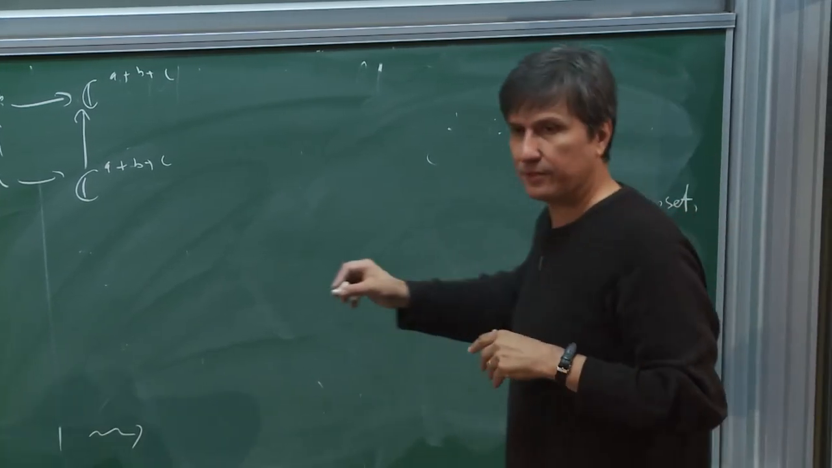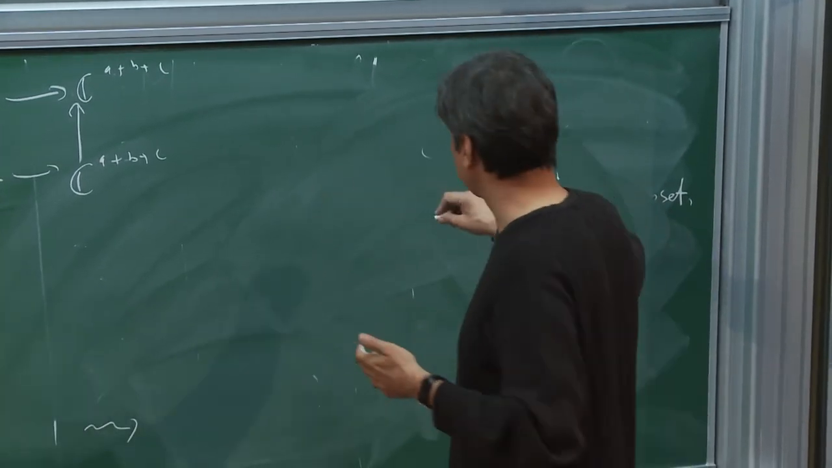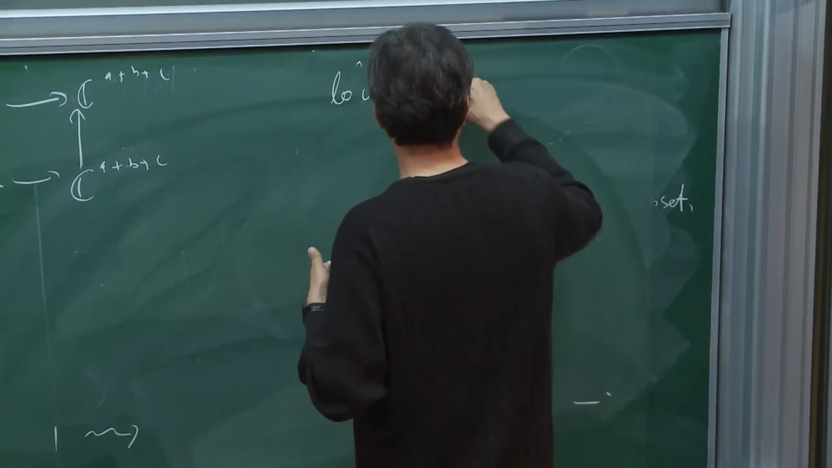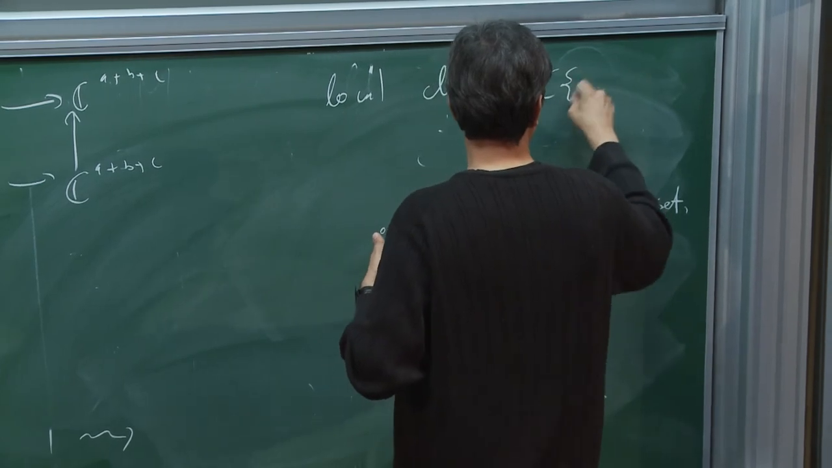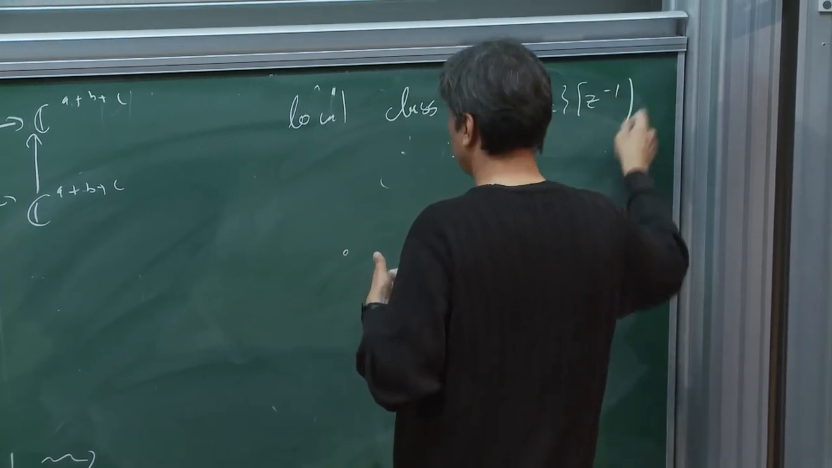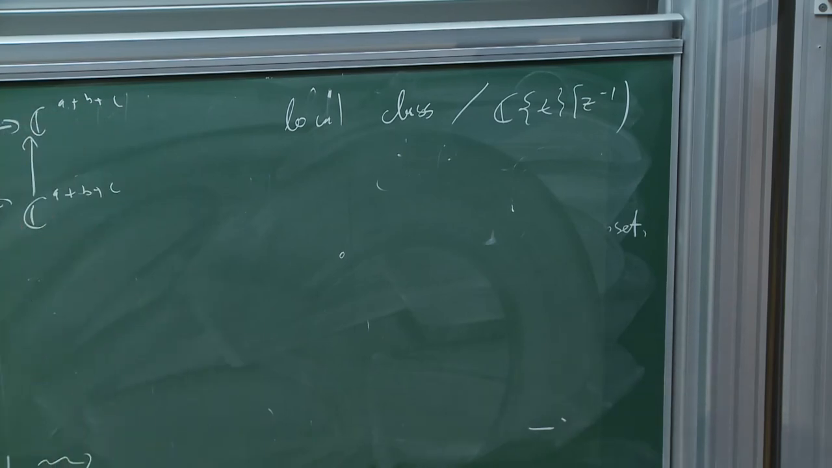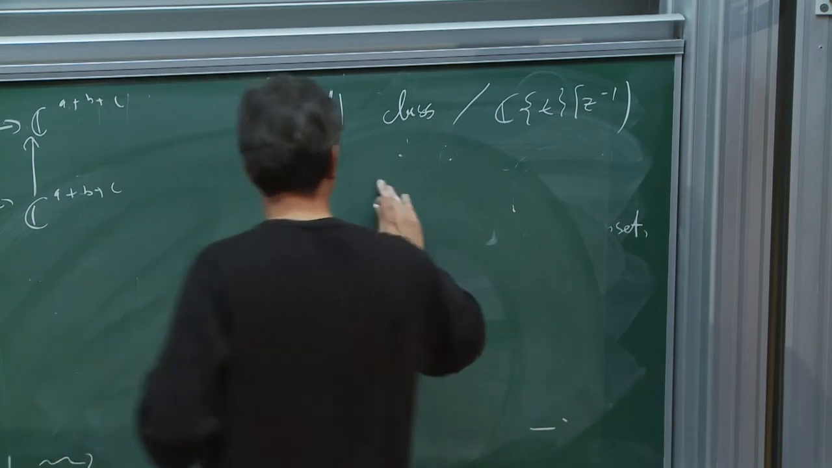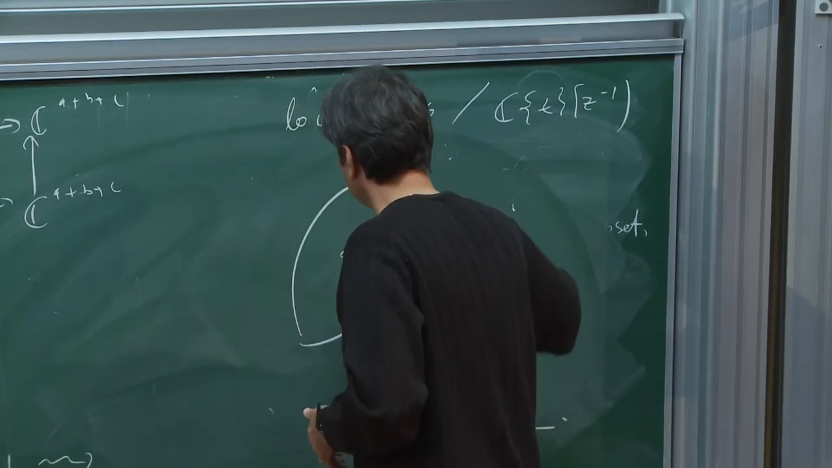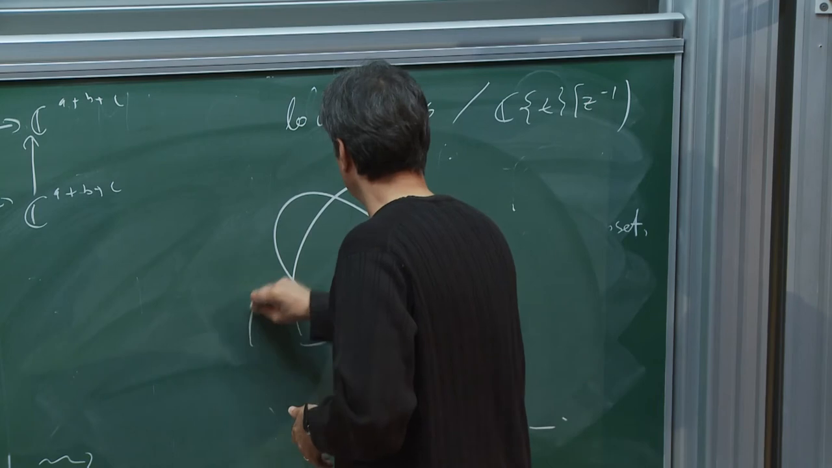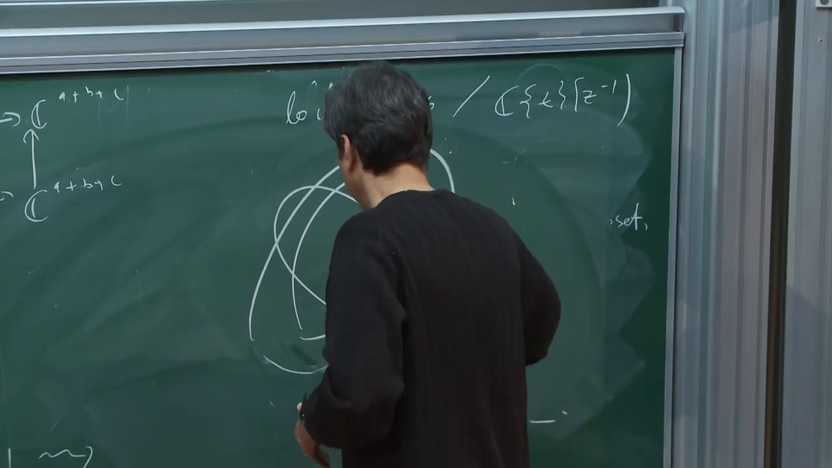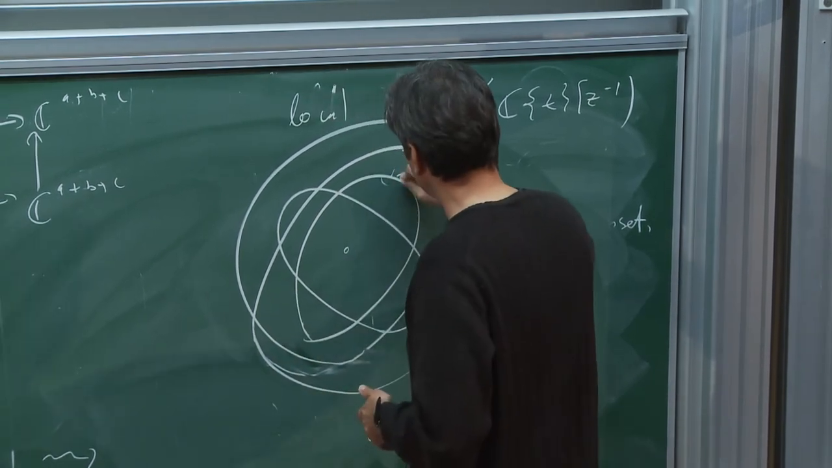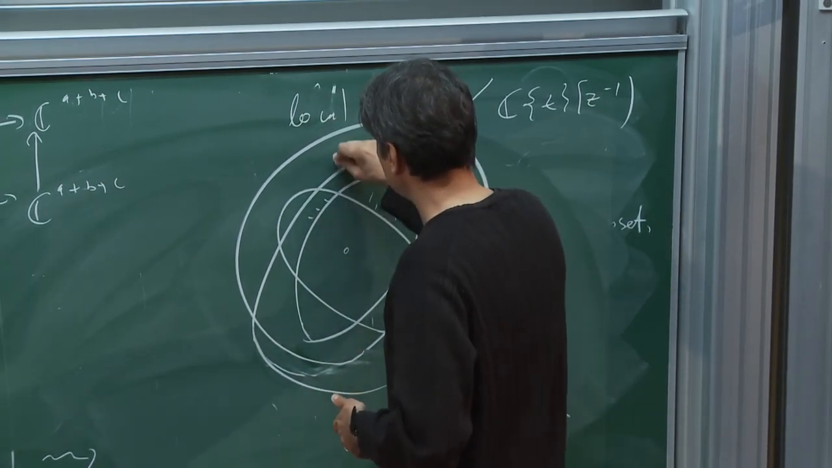So even this local story about classification of these Stokes filtrations can be said as follows, a local classification of these things. I deform my diagram to have transversal intersection. Again, I draw the things and orient everything outwards.